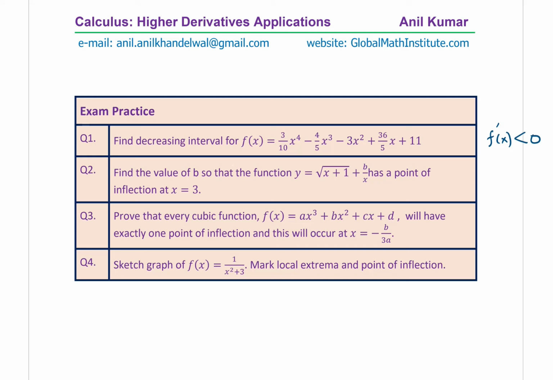Question number 2. Find the value of b so that the function y equals square root of x plus 4 plus b over x has a point of inflection at x equals 3. So when we say point of inflection, that means the second derivative should be either 0 or it does not exist. That is one thing. And second thing is change in concavity.